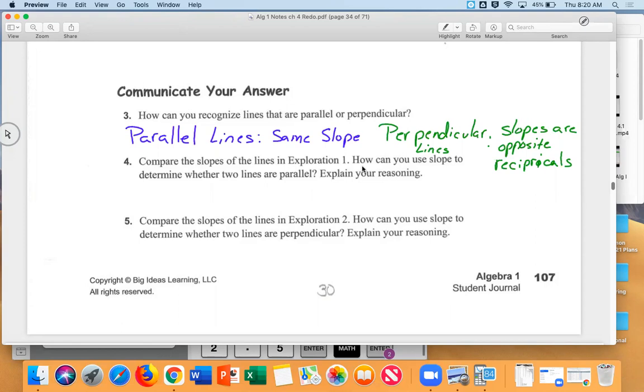And then in explanation two, how do we know that two lines are perpendicular? Their slopes were opposite reciprocals, okay? Just because they didn't intersect on the screen doesn't mean that they're not perpendicular, okay? They could be perpendicular. We just might not be able to see it.